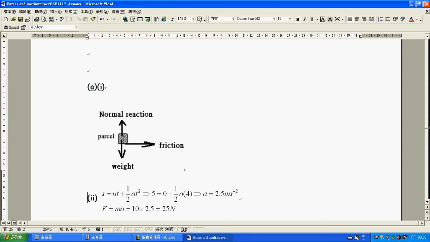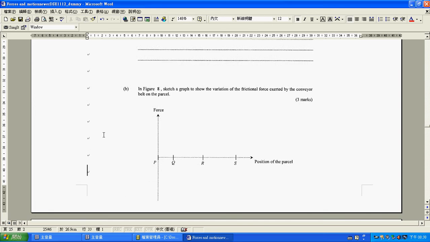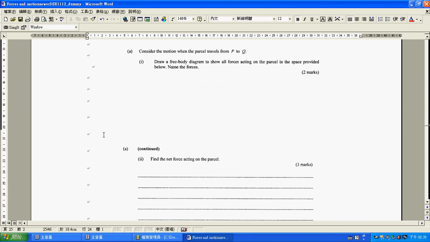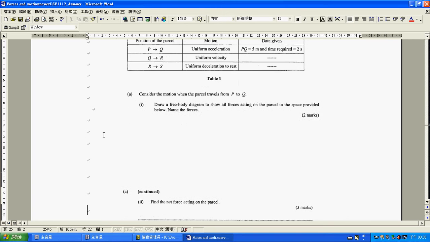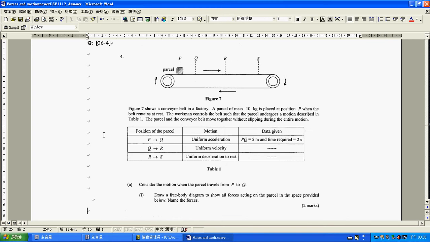There must be a friction to the right to produce the acceleration, and vertically the weight of the parcel must be balanced by the normal reaction. So this is the free body diagram. So let's look at part 2. In part 2, we are required to find the net force acting on the parcel.